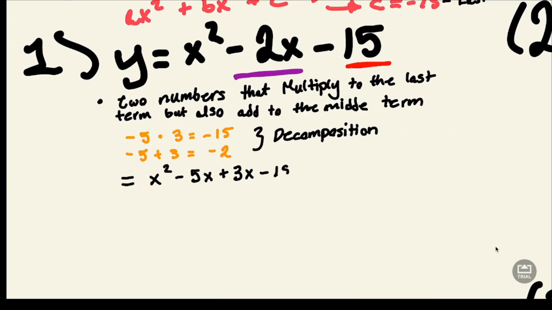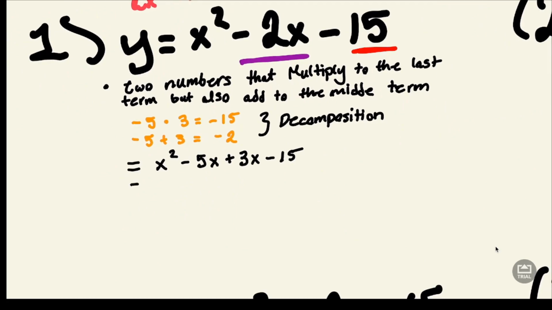And then just repeat it again, -15, right? And we've got to this point. Now what you're going to want to do is group the first two terms and the last two terms. Once you group the first two terms and the last two terms, you are going to factor out anything common between both of the brackets, right?